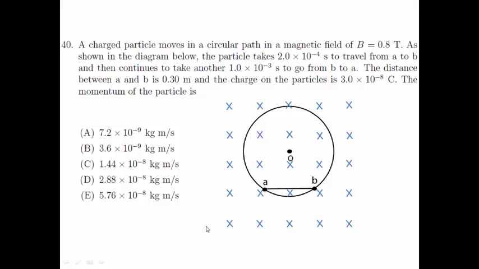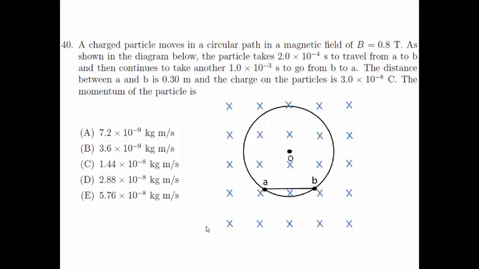Welcome to Singapore Junior Physics Olympiad 2012 General Round Question 40. A charged particle moves in a circular path in the magnetic field of B equals 0.8 Tesla. As shown in the diagram below, the particle takes 2.0 times 10 to the power negative 4 seconds to travel from A to B, and then continues to take another 1.0 times 10 to the power negative 3 seconds to go from B to A.